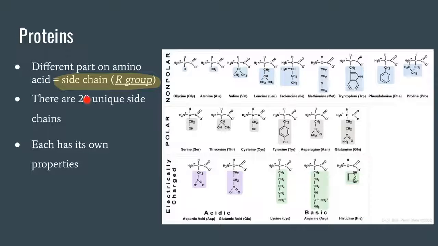Well, there are 20 unique side chains, which means there are 20 unique amino acids. And each of these amino acids has their own properties. It's all these different amino acids that can help create every bit of our structure within our bodies. So we see all sorts of them on here. You guys are not going to have to know these right now. We're going to talk more about these proteins in second semester.